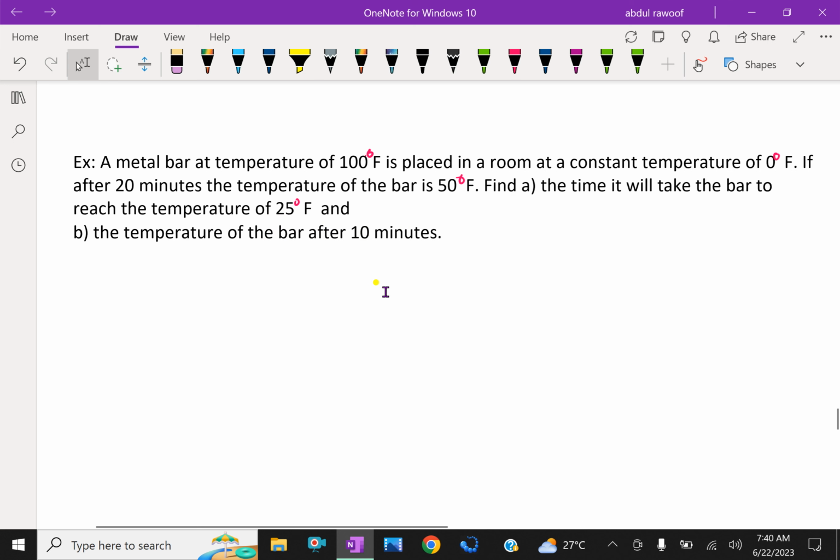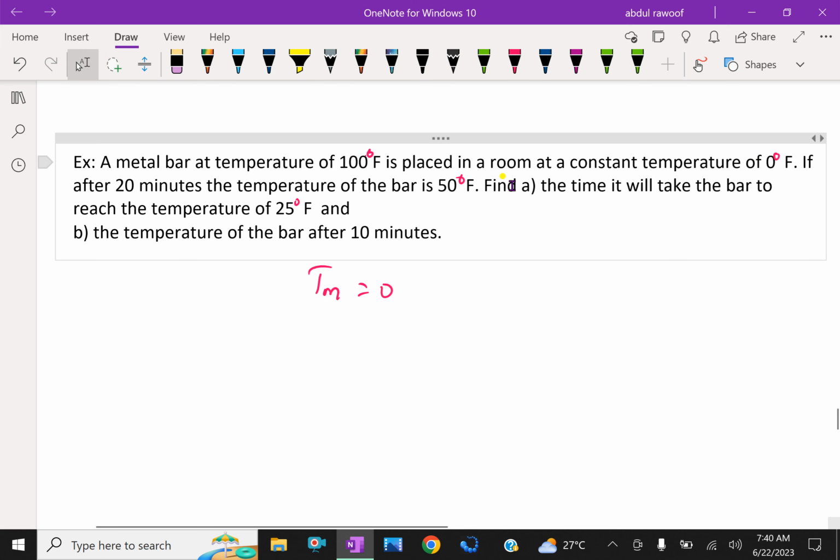Now the given things. Here, Tm is 0, the given. That is, the constant room temperature is 0 degree Fahrenheit. If after 20 minutes, what happened? It becomes 50 degree Fahrenheit.